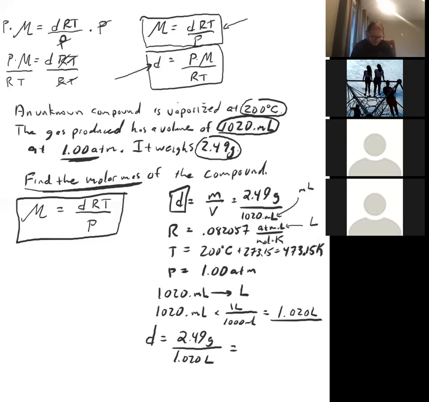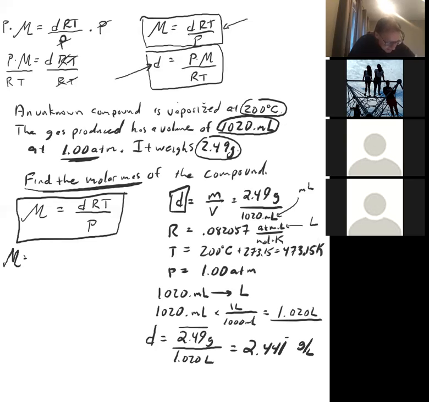2.49 divided by 1.020, and I get 2.441 grams per liter. I'm going to leave an extra sig fig in there. This only has 3, but I'm going to leave 1 extra because we're going to do an additional step, another calculation with that number. So we don't want to do rounding errors.